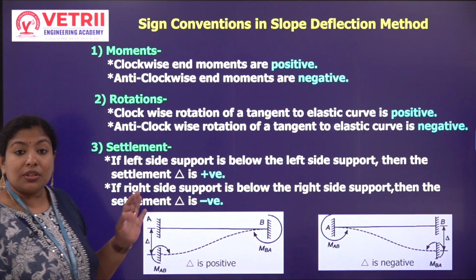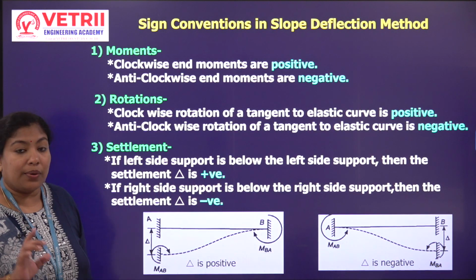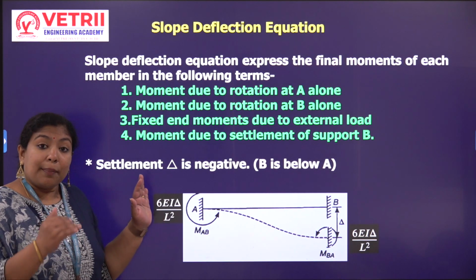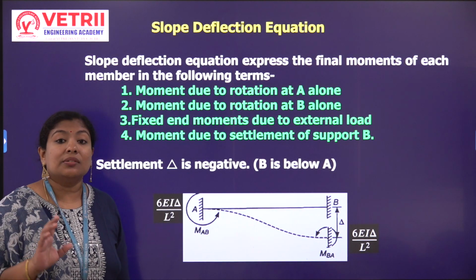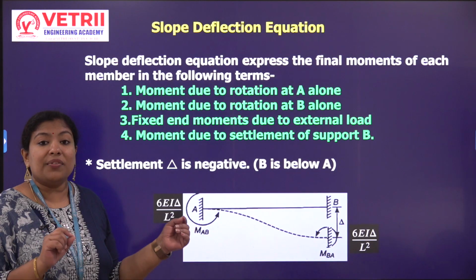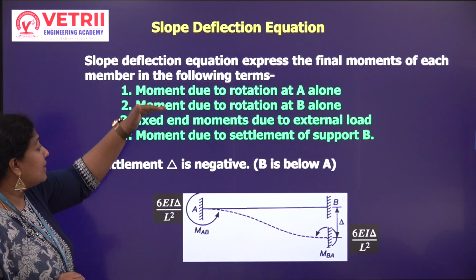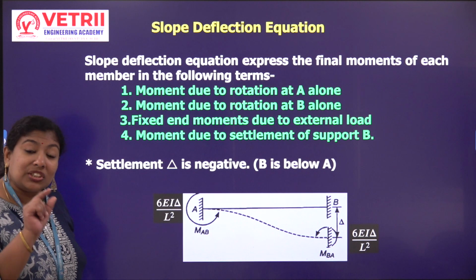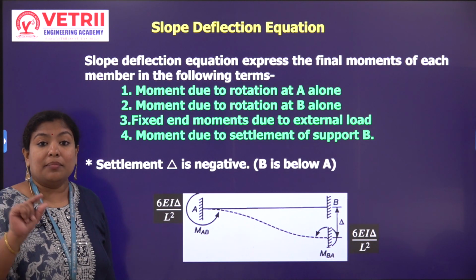So that's the sign convention you are using in the equilibrium equation. Okay, so now first, we need to know how a slope deflection equation is obtained. To write the slope deflection equation, I have to consider these 4 cases. In the 4 cases, each case will give you one term in that equation.